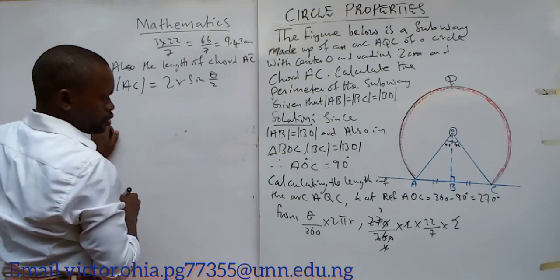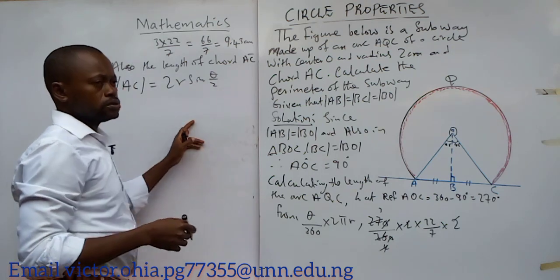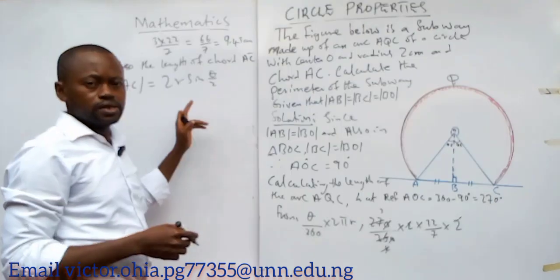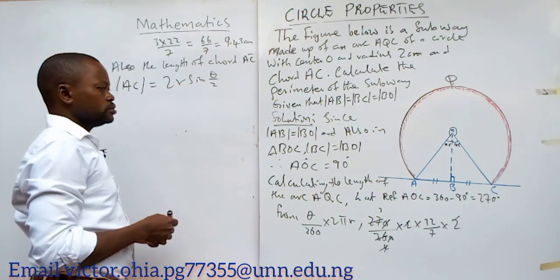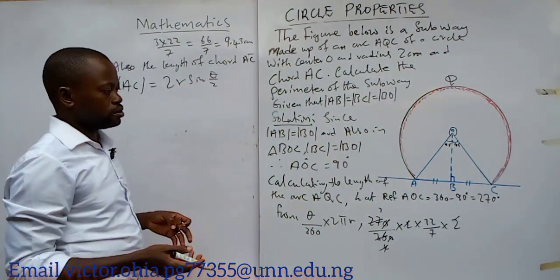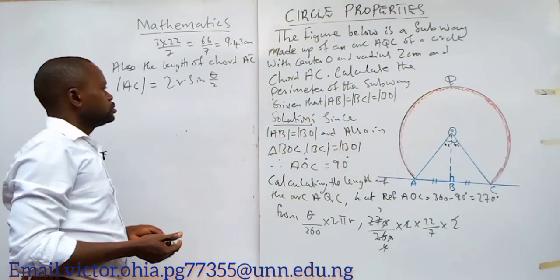Of course, this is the formula we are going to use to do the calculation. This formula is used to calculate the length of the chord when the angle at the center is given. You use it to calculate the length of that chord. Okay, you can also calculate the length of a chord by Pythagoras theorem, or even using SOHCAHTOA.